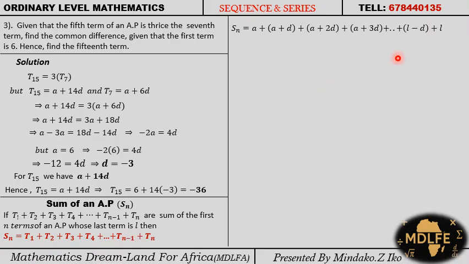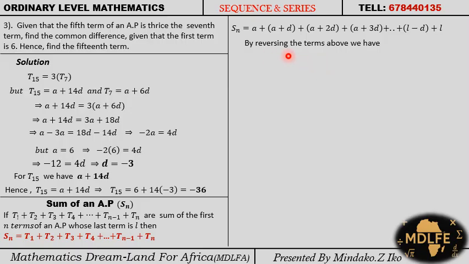Okay, this L minus d here, because L is actually the last term. So for us to get the previous term before the last term, we have to take L minus the common difference. So we actually have the previous term before the last term. All right, so what next?